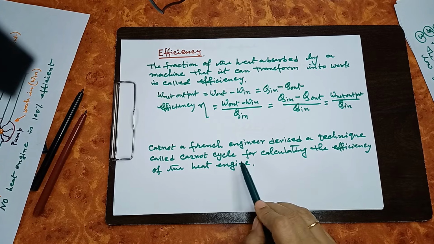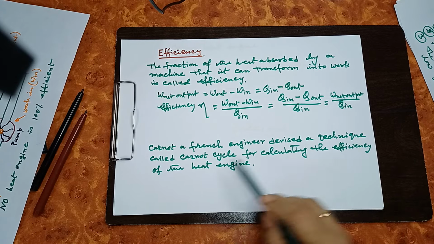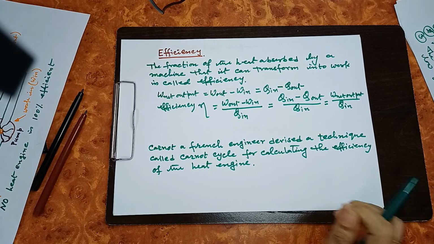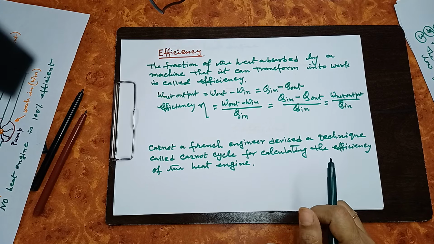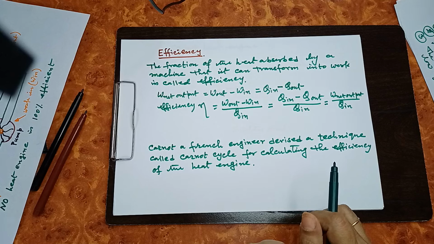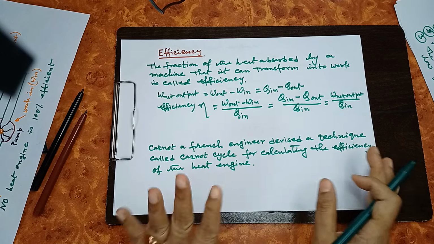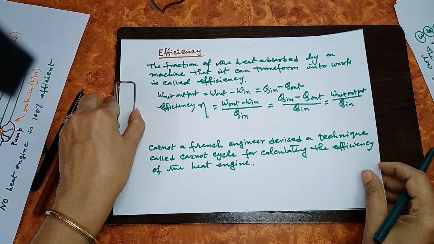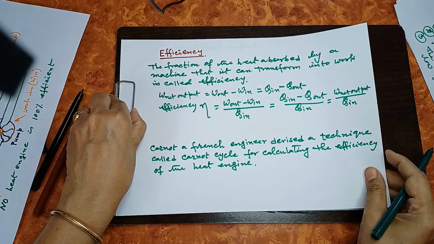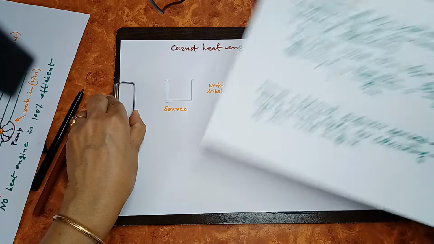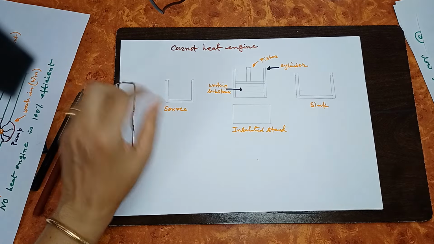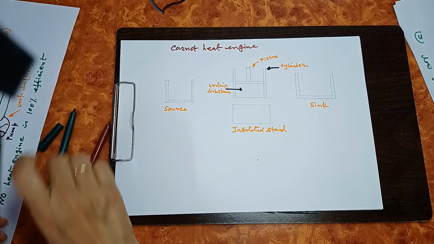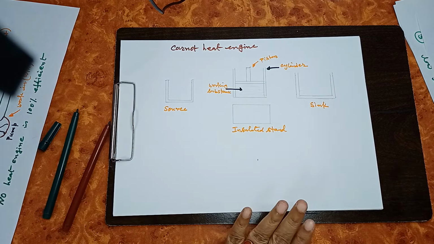Now Carnot, a French engineer, devised a technique called the Carnot cycle for calculating the efficiency of the heat engine. Okay, this calculation part I will show you in my next video. Now today we will see what are the different parts of this Carnot heat engine. So these are the different parts of this Carnot heat engine.